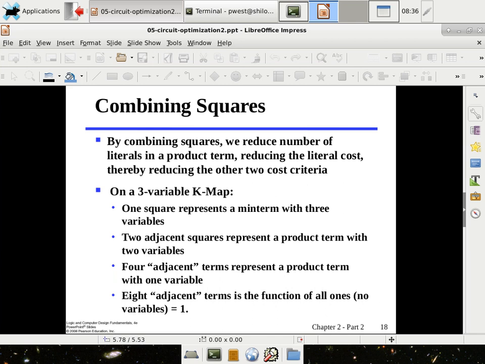2 adjacent squares represent the product of 2 variables. So if you were to add this one in here, you get X naught, Y naught, Z. Then we don't need the Z, so we could drop it. 4 adjacent squares represent a product term with 1 variable. There's a row and there's a column here. So you could go out here and do X naught, Y, Z, and then X naught, Y, Z naught. Down here you can do X, Y naught, Z naught, and then X, Y naught, Z.